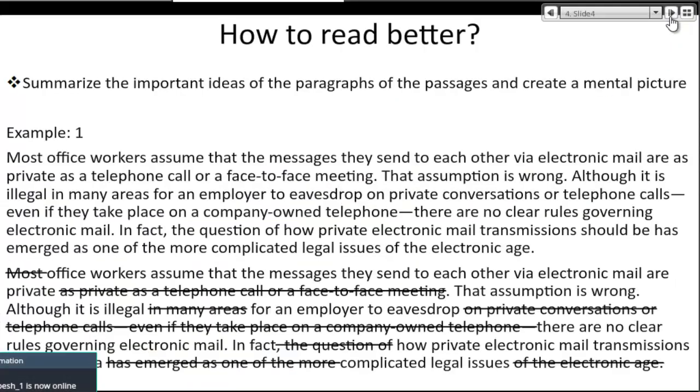There is one more thing here. Now look at this. This is a long paragraph. I mean, it is the first paragraph of a passage. And look what it says. Most office workers assume that messages they send to each other via electronic mail are as private as a telephone call or a face-to-face meeting. Okay. So office workers assume that messages are private, so what is the code here? The office workers assume that the message that they send is basically private.